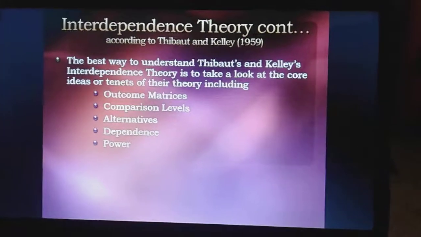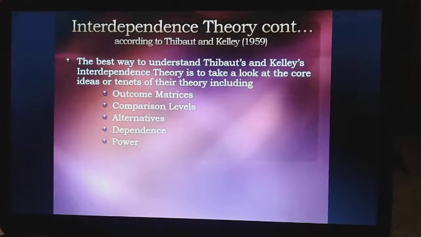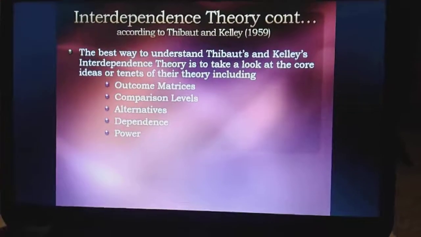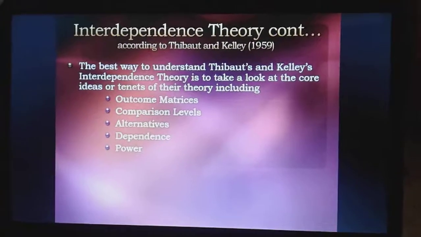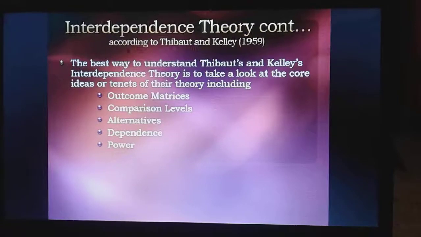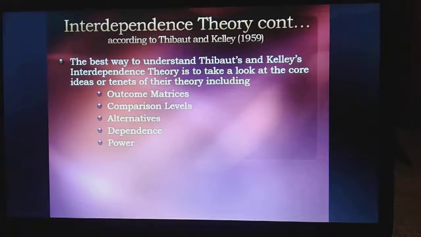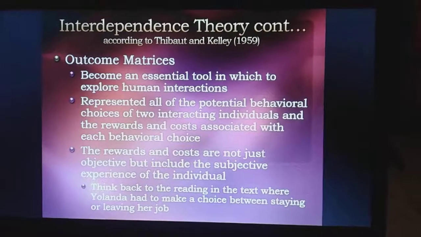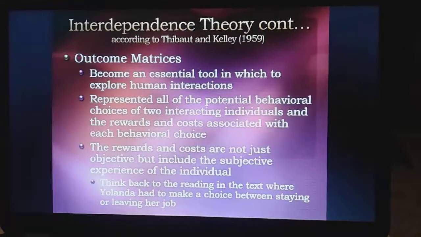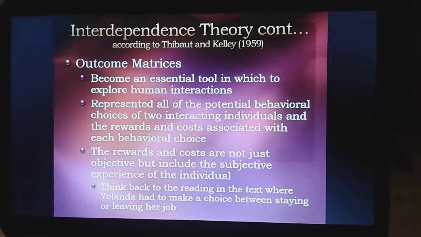The best way to understand Thibaut and Kelley's interdependence theory is to take a look at the core ideas or the tenets of their theory. This includes outcome matrices, comparison levels, alternatives, and then dependence and power. What I want to do now is just take a look at each of these core ideas or tenets and then just expand on them slightly.